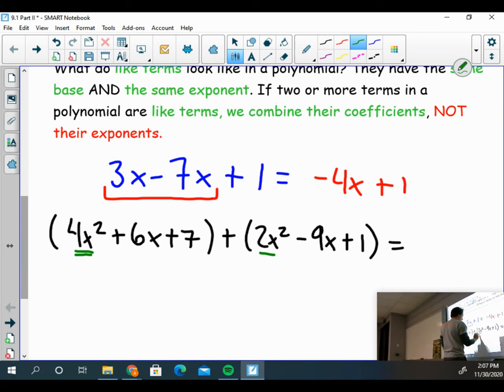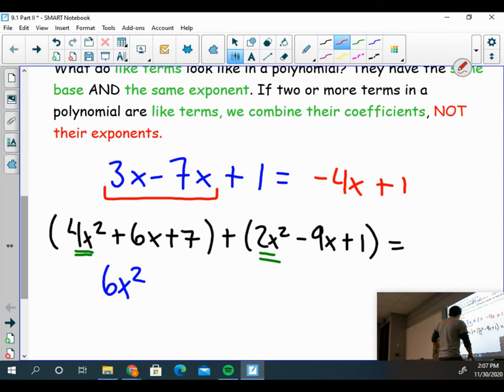But 2x squared does. So what I'm going to do is combine their coefficients, not their exponents. So 4 plus 2 gives me 6x squared. Notice I did not combine their exponents to become 6x to the 4th. When we are combining like terms, we do not combine the exponents. Okay, we just add the coefficients. Exponents don't change until we start multiplying things like 4x squared times 2x squared.